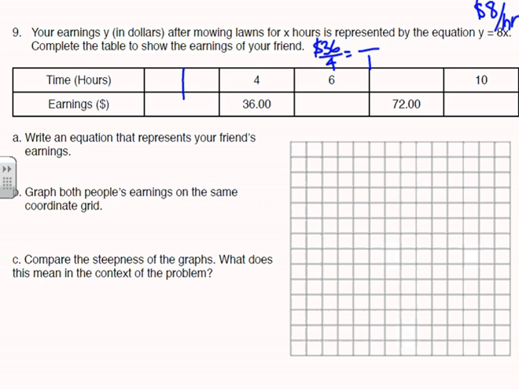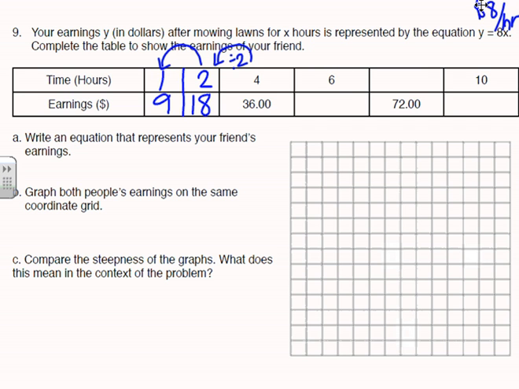Let's do this both ways. If I divide by 2, I can get the cost of 2 hours. 36 divided by 2 is 18, and then I can divide by 2 again. If you don't want to divide by 4, you can do that to get your answer. So 1 hour would give you $9.